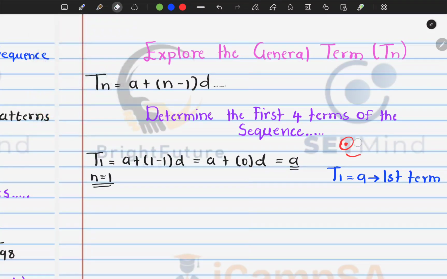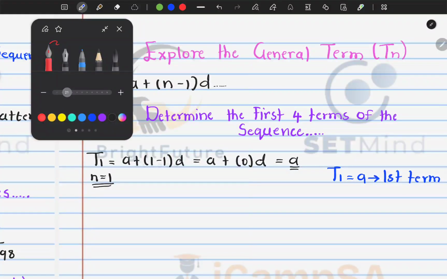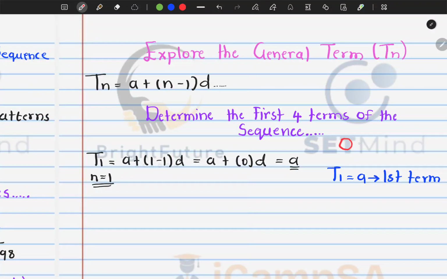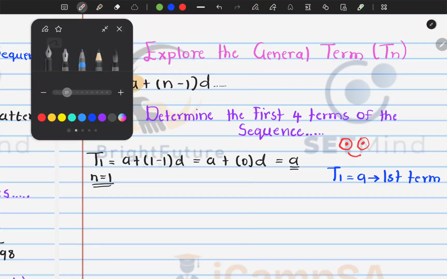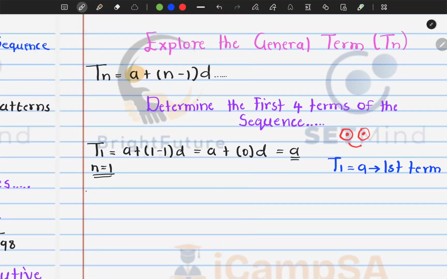That is very important for you guys to note, that whenever we are dealing with an arithmetic sequence, the first term is always equal to a. So meaning you can already go and find what this is. Okay. Now let's go and have a look at T2.